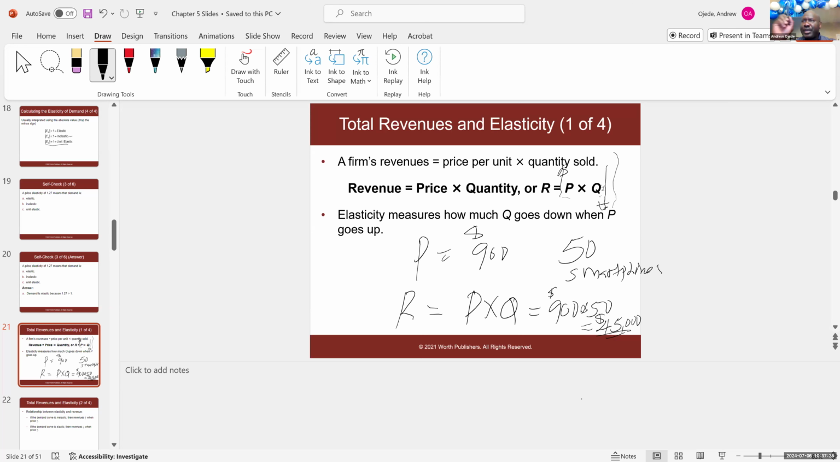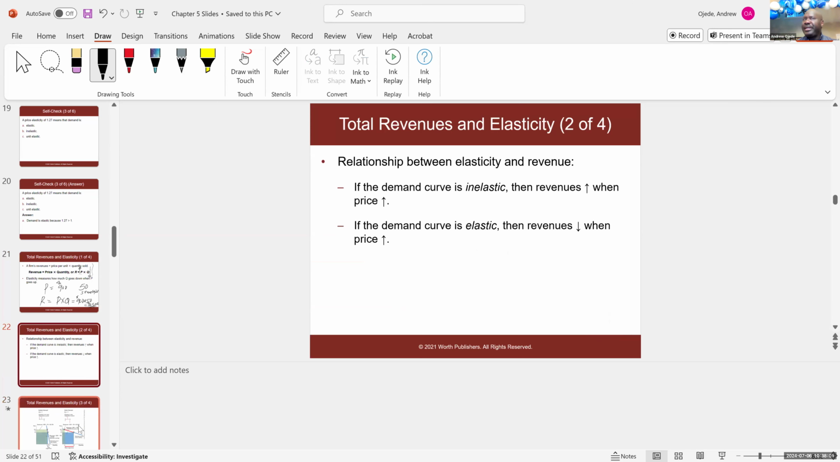If you're producing a good with inelastic demand, you need to be raising the price, then you will maximize revenue. If you want to decrease revenue, you lower the price. Of course, you don't want to do that, because the goal of a company is always profit maximization. You want to maximize revenue. So that's the relationship between total revenue and elasticity.